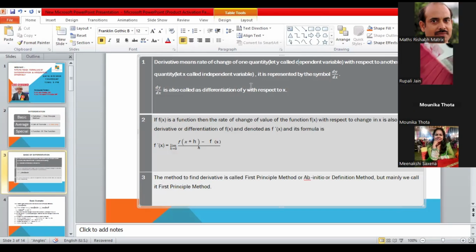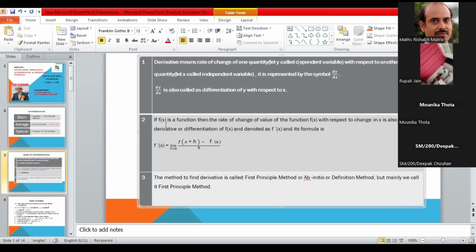So teachers, we have to explain what the symbol dy by dx means. It is not a fractional number. Please tell the children it is not a fractional number. It is a symbol representing the rate of change of one quantity y with respect to another quantity x. Now, the same concept, differentiation or derivative, in the case of a function.